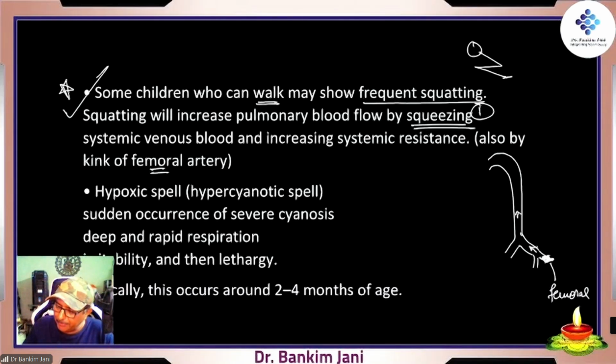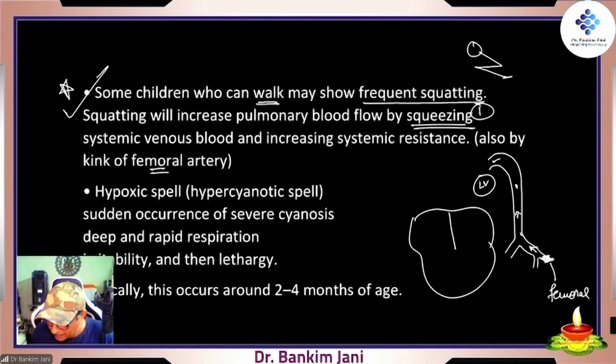That back pressure will be transmitted to the aorta. The aorta is landing into the left ventricle, right? So this back pressure reaches the left ventricle. Now, what was happening? The pulmonary valve is stenosed. So the right ventricle is now helpless, right?